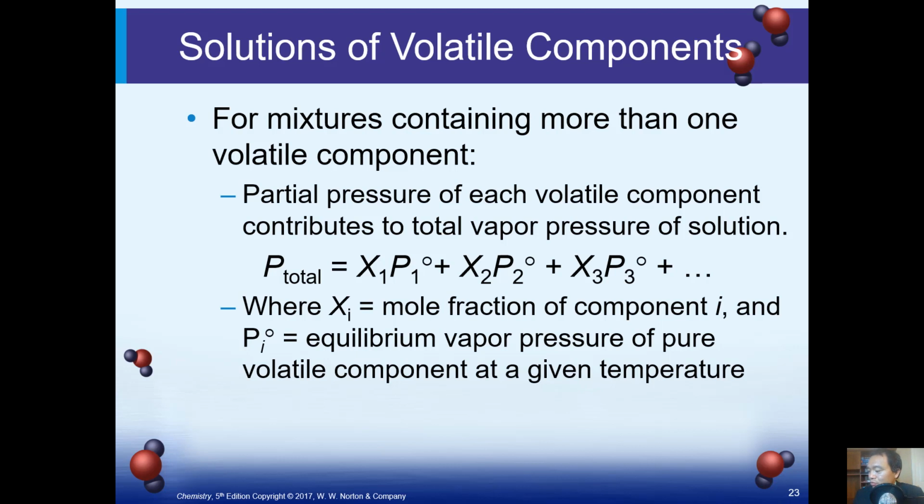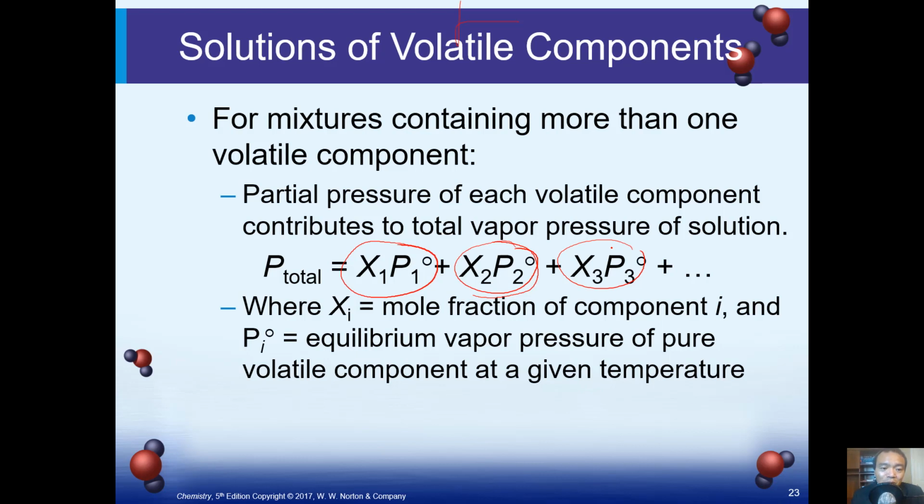For example, for component 1, which is volatile, you would have chi1 times P1 pure. And chi2, which is the mole fraction for component 2, times the contribution from component 2. And you have the third component, etc. You just add the contribution from each component.